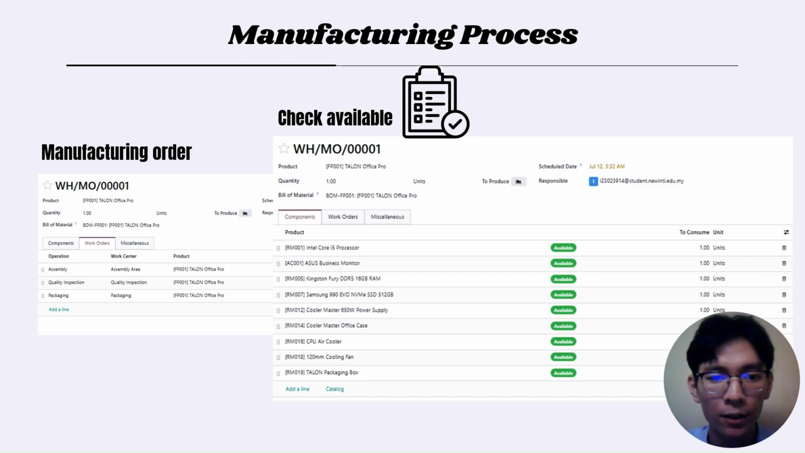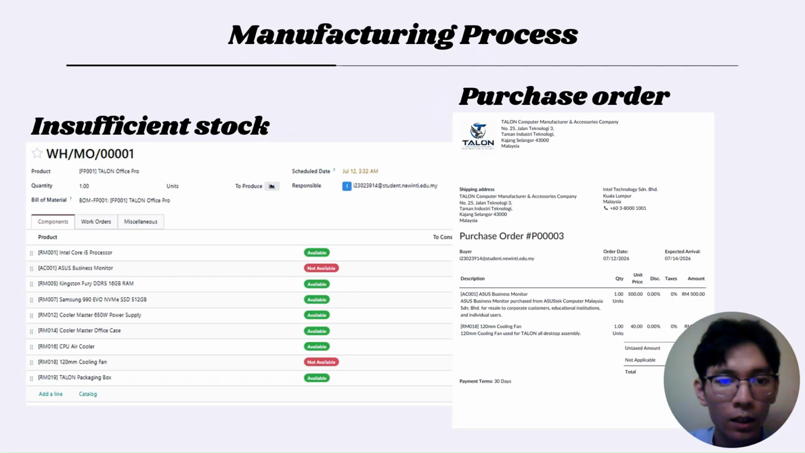So next is the manufacturing order. When the manufacturing receives the order, you will check the store to see if the materials are available or not. If available, you process to produce the product. If the system detects the warehouse does not have enough material to build the product, you send the purchase order to the vendor to purchase enough material to build the product.